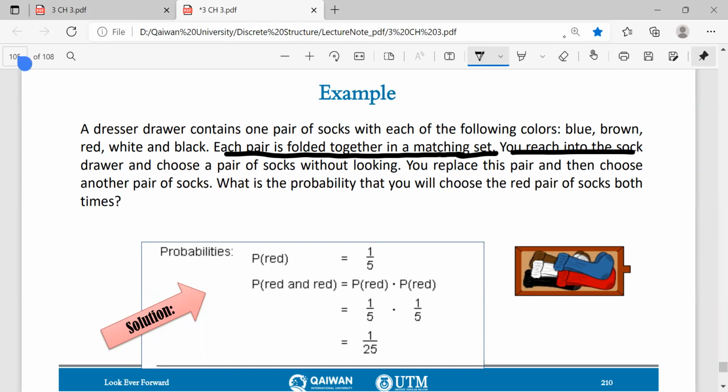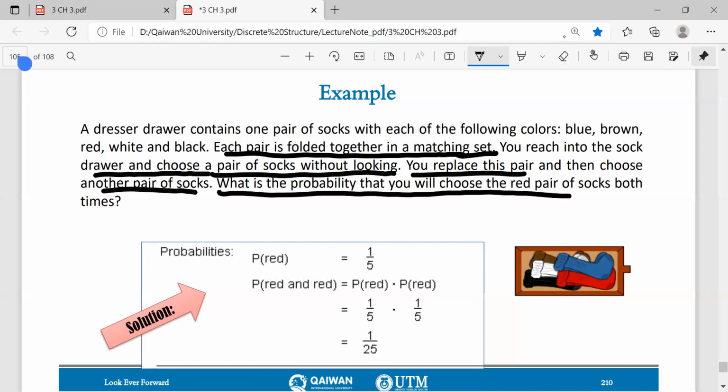You reach into the sock drawer and choose a pair of socks without looking. Just take a pair of socks without looking at the socks. You replace this pair, and then you take another one. You take a pair of socks again. It says, what's the probability that you choose a red pair of socks both times?